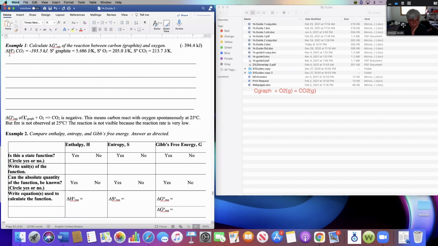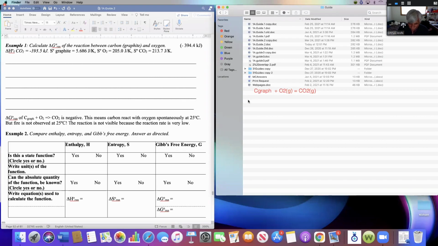So what is given to us? Heat of formation of carbon dioxide is given to us. So the heat of reaction of this reaction is given to us. Heat of reaction for this reaction is the same as the heat of formation of carbon dioxide, the way the reaction is written. And then we are given the entropy of graphite, oxygen, and carbon dioxide. So what we need is this equation here.